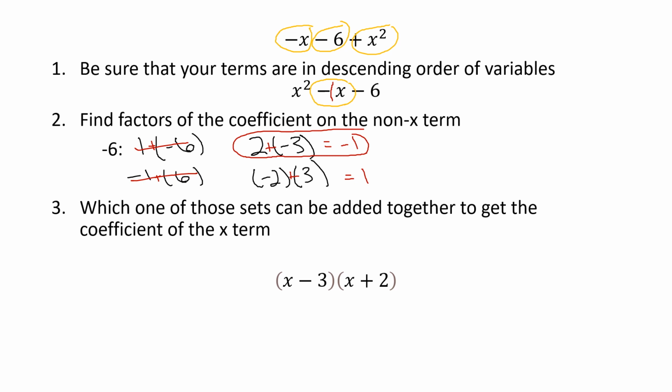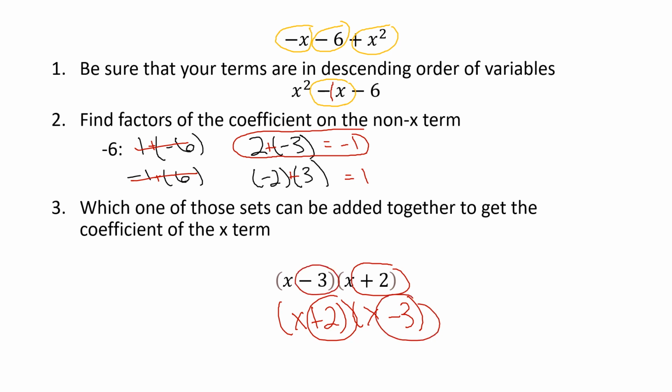Now, the truth is, I could have written this like this. Oops. Well, I couldn't have written it like that. That's wrong. What matters is positive 2, positive 2, negative 3, negative 3. So I can write those sets of parentheses in whatever order I want as long as they have the right signs. Okay?